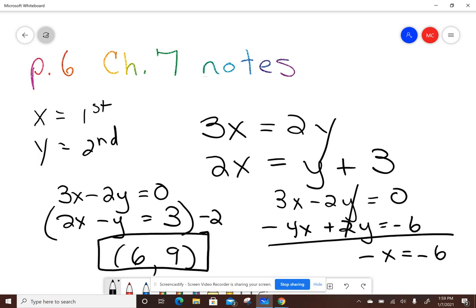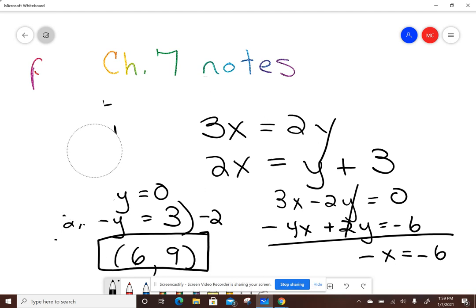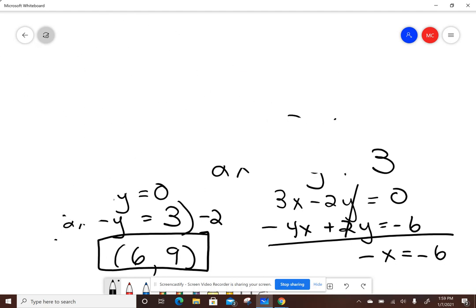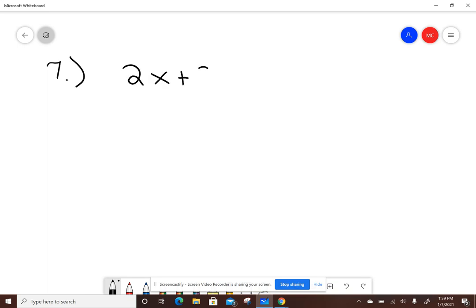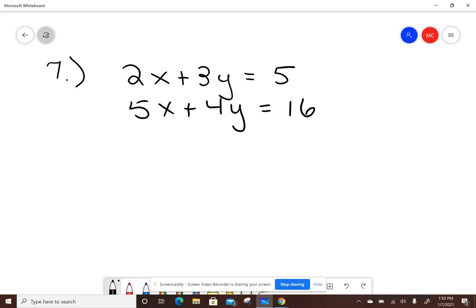Okay, so now let's turn the page. Turn to page 7, because on page 7, we'll see what happens when things don't line up as easily as the ones we've done so far. Okay, so on page 7, if we look at this, 2x plus 3y equals 5, and 5x plus 4y equals 16. Now, the problem here is 5's not a multiple of 2, 4's not a multiple of 3.